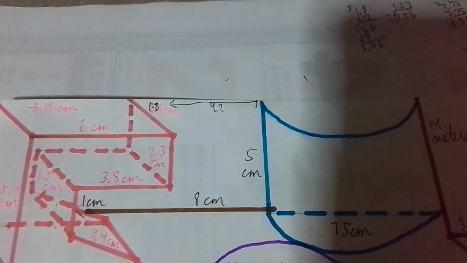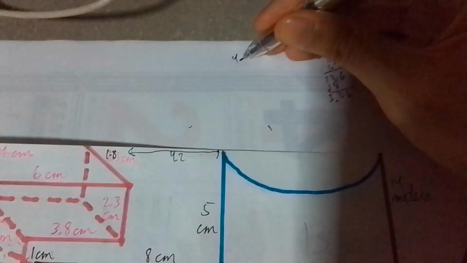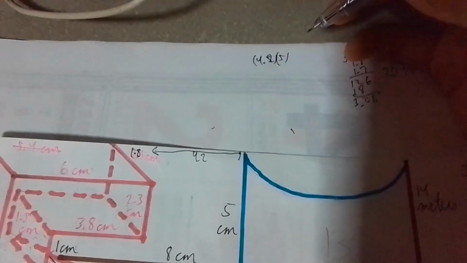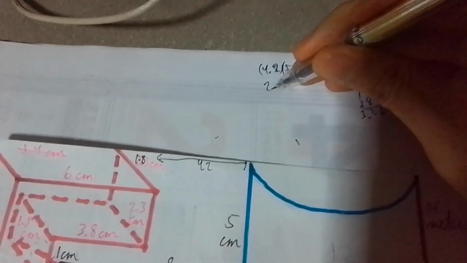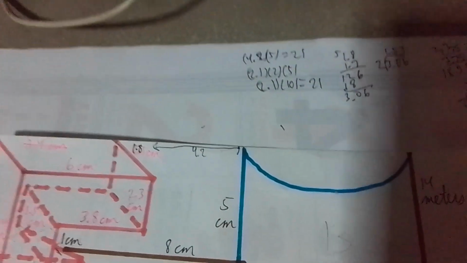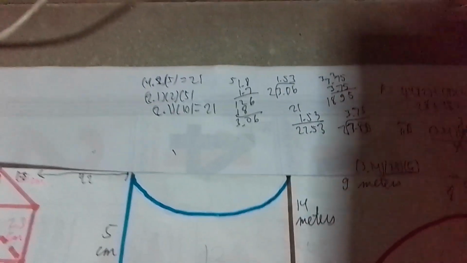Now, for the rectangle, we have 5 times 4.2. Remember, 4.2 is the measure from here to here. So, 4.2 times 5. That's easy. That's like 2.1 times 2 times 10, because 2.1 times 2 becomes 4.2. You should get 21. So therefore, it's 1.53 plus 21. You should get 22.53.